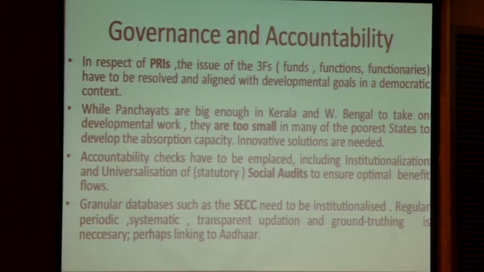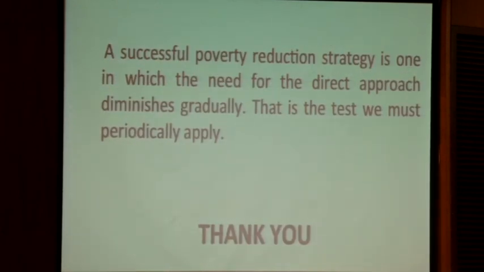Restructuring of the panchayati Raj system, impossible though it sounds, has to be an essential part of the eradication of poverty at that last mile that the minister mentioned. Two other things I'll just leave on the table without elaborating: social audits and the socio-economic caste census. Both have enormous potential. So in sum, a successful poverty reduction strategy is one in which the need for the direct approach diminishes gradually. That is a test we must apply. We have to integrate the poverty reduction strategy with the general economic strategy, not have it as an add-on. Thank you.